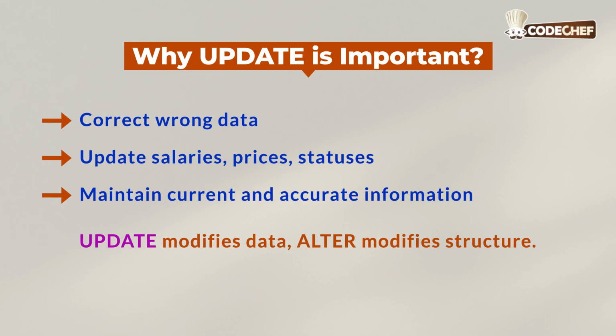Why do we use update? To make changes in the table's data. And why do we use alter? To change the table structure, like adding columns, removing columns, and so on. Let us see an example of the update command on the CodeChef platform.